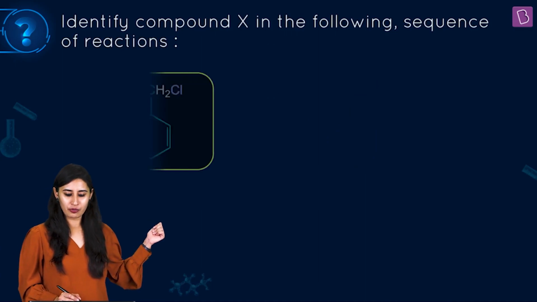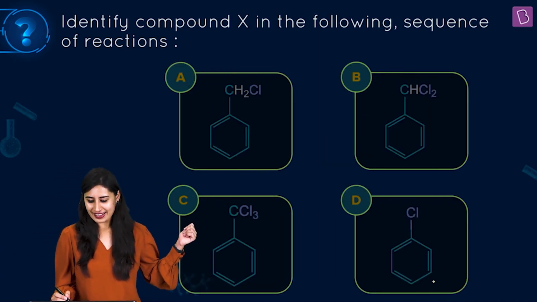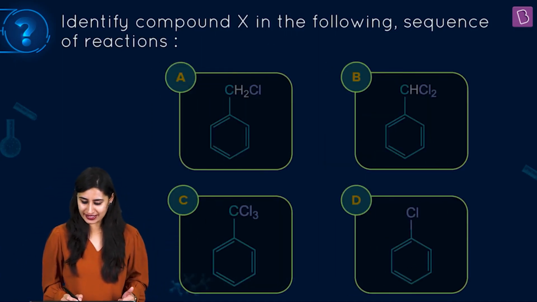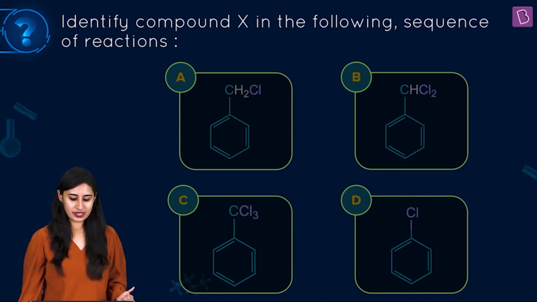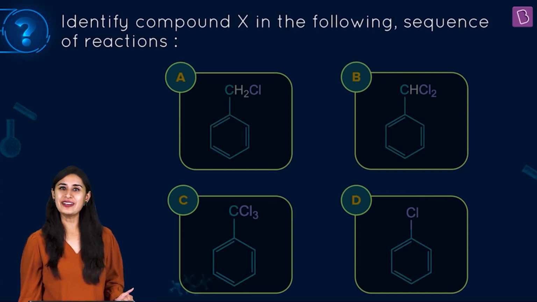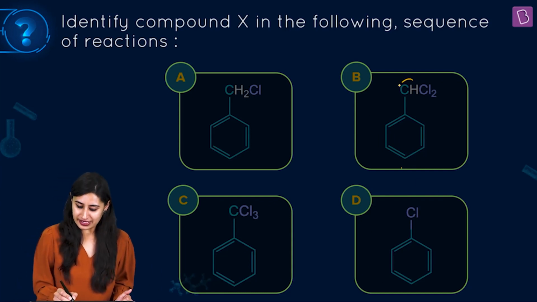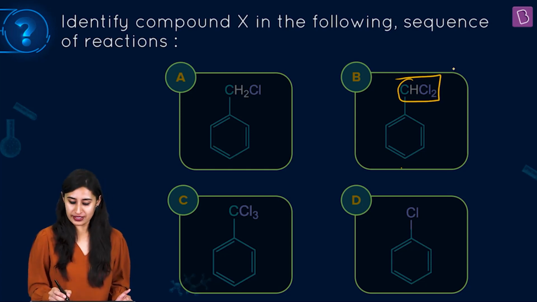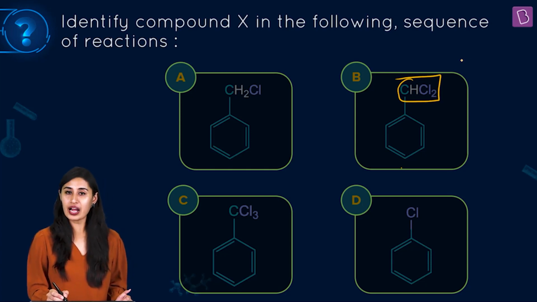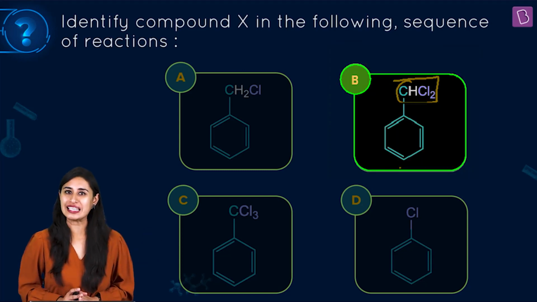So when we talk about what this compound X can be, yes, you can realize that the right answer to this question is none other than option B, which is benzene attached to CHCl2, right? So it is a dichloromethylbenzene. The right answer to this question is option B.